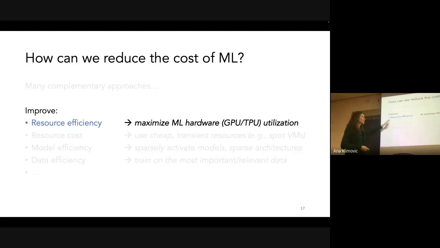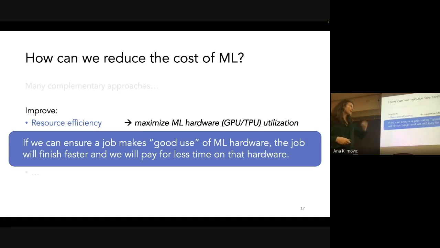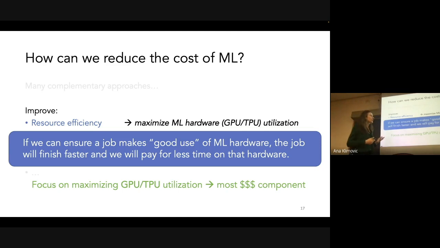But for the purposes of this talk, I'm going to be focusing on this resource efficiency aspect. What we basically want to do is ensure that a job makes good use, and we'll talk about what that means, good use of its hardware for machine learning so that this job finishes faster, and we therefore pay for those resources for less time. That's taking the perspective of a user renting resources from a cloud. But also, if you are the cloud provider, you are also incentivized to finish jobs as fast as possible so that you can then pack new jobs onto that same hardware that you operate. And so which hardware do we care most about?